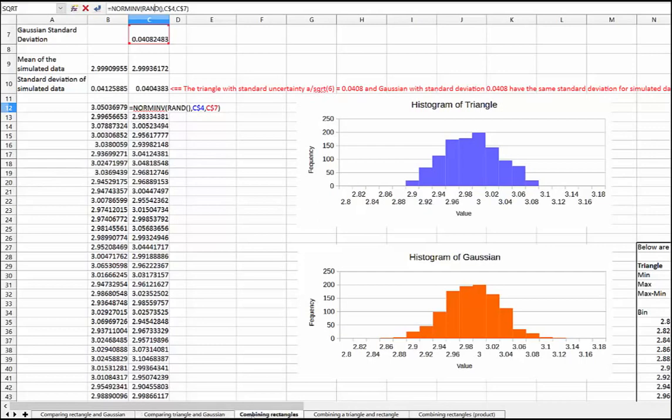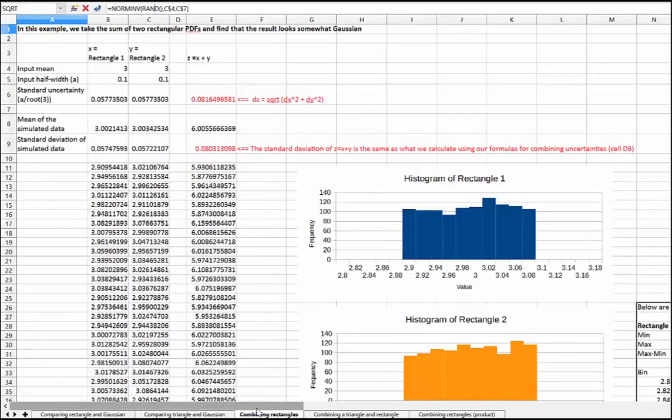Now let's take a look at combining rectangles. What I did is I generated two rectangles that are basically the same. They have an input mean of 3 and input half width of 0.1, just like the one on the first page. So that's what this one over here looks like. I make a second one that looks exactly the same. And then I'm going to add up each of my simulated points, and it's going to give me z, where z is equal to x plus y.